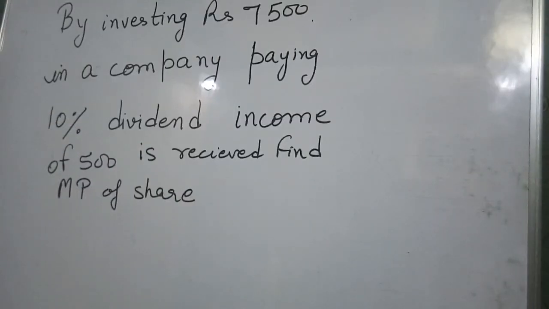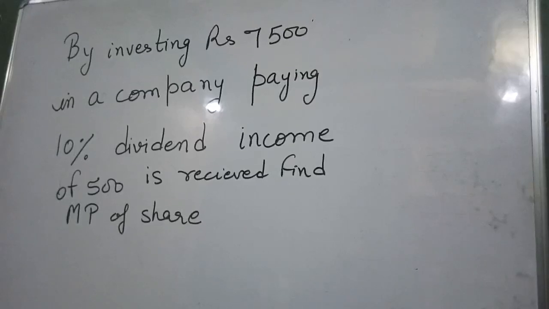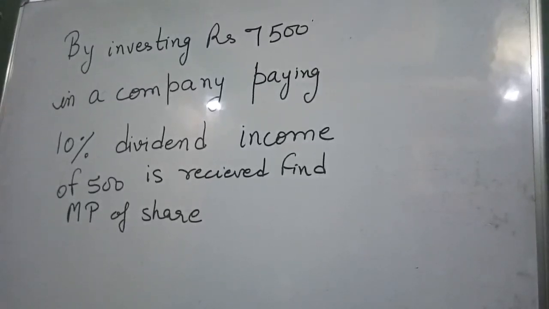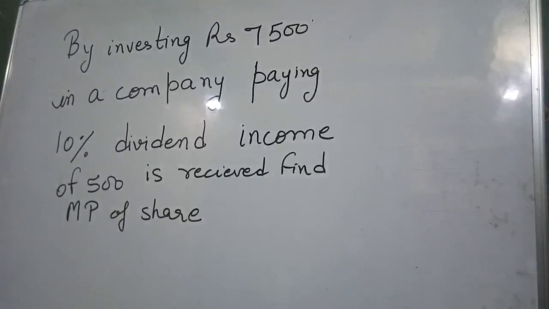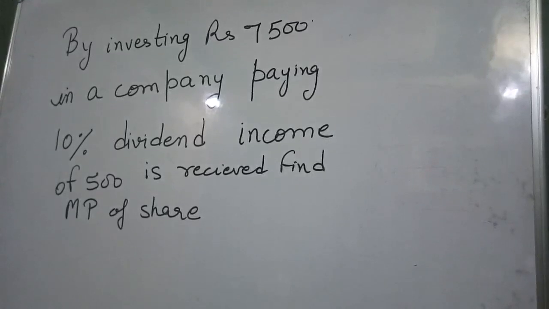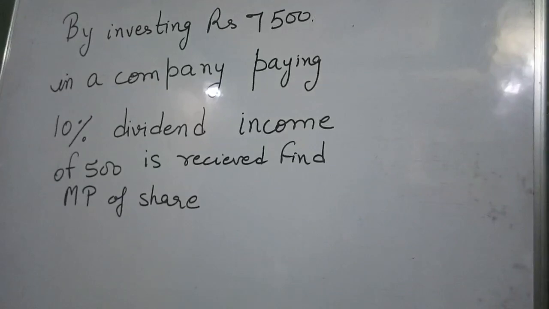Now I am proceeding to the next question. Again watch another question. I am taking this also in the same pattern because it is a little bit of a tough topic to understand. Again watch the same type of question: by investing rupees 7500, that means the shareholder has invested 7500 rupees in buying shares in a company paying 10% dividend, and after that the income he received from the company is 500. Now we have to find the market price of the share.